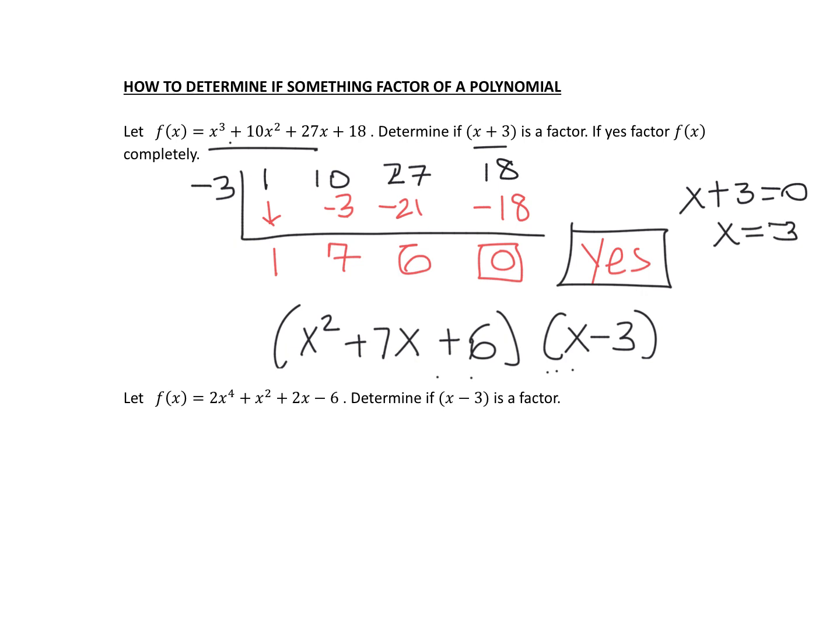Determine if this is a factor. We have a new equation here. The first thing I'm going to do is divide. I look at the coefficients. The first one is 2. Oh, there is no x cubed, so because it's missing, I'll write 0. And then the next one is 1. The next one is 2. The last one is negative 6.